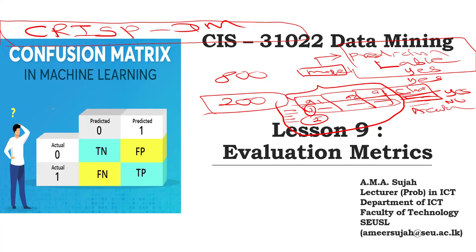Maybe on the x-axis you use actual labels. Sorry, on the y-axis, if you just look at this y-axis, here you put the predicted labels. Or maybe you can swap it: here actual labels, here predicted labels. First you need to look at that while you are doing these.